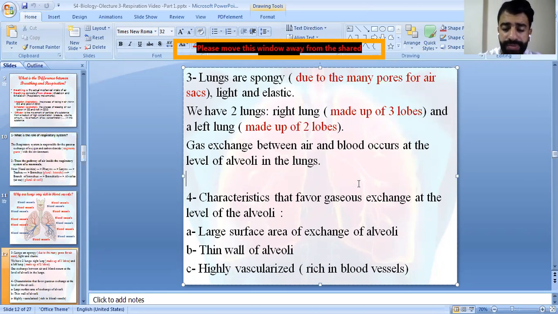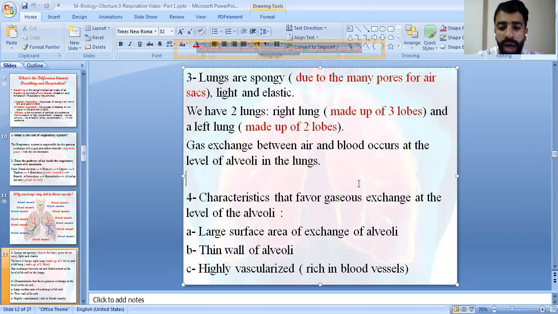So I repeat, we have three main characteristics that facilitate, that make easier, the gaseous exchange at the level of the alveoli. Number one, large surface area of exchange. Number two, thin wall of the alveoli. Number three, highly vascularized, which means it's rich in blood vessels.